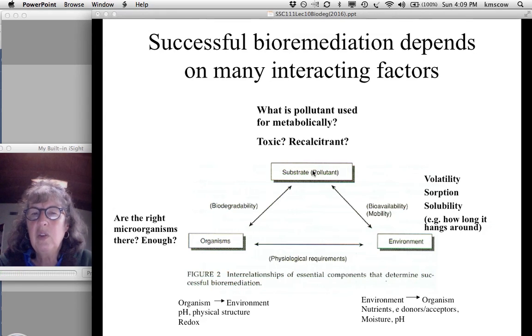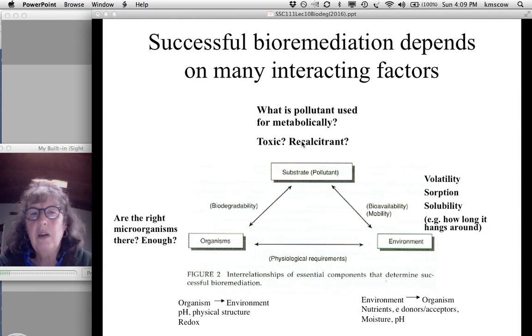So this shows you the 3 points: the substrate, the organisms, the environment. And then when you're looking at the relationships between each of the actors, we're talking about the biodegradability of the pollutant here with the organism interacting with the environment. Are all its physiological requirements being met? And between the substrate and the environment, is the chemical bioavailable and mobile? So this means we have to consider along this axis the volatility, sorption, solubility of the chemical.